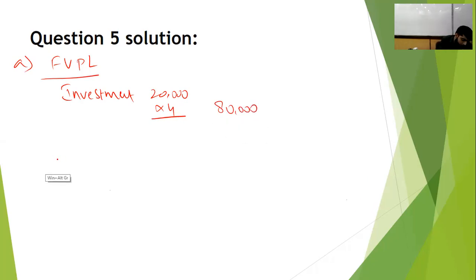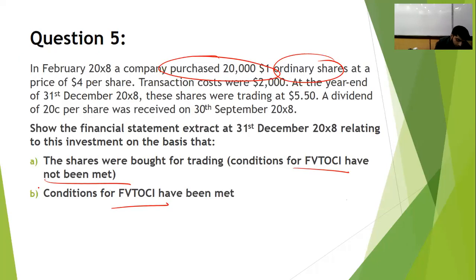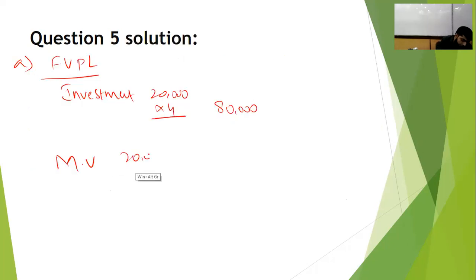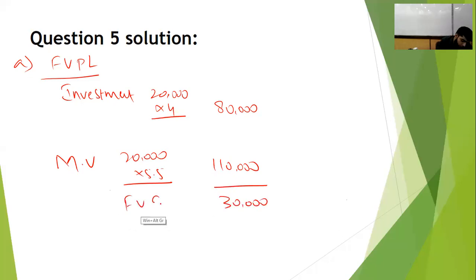And now what is the market value of the shares? The market value of the shares is $5.50 per share. That means 20,000 multiplied by 5.50, that will make $110,000. It means there's a clear fair value gain of $30,000. And if we are using fair value through P&L, it means we will recognize this fair value gain in P&L.